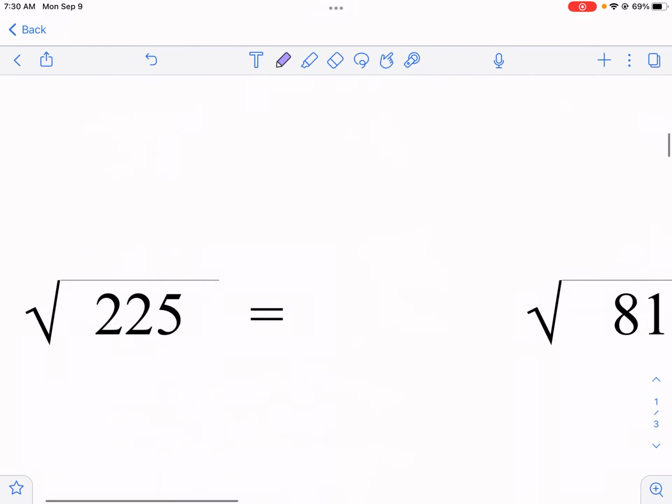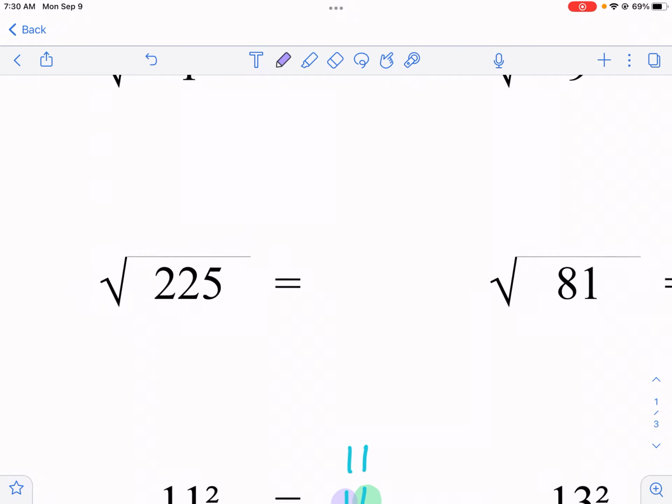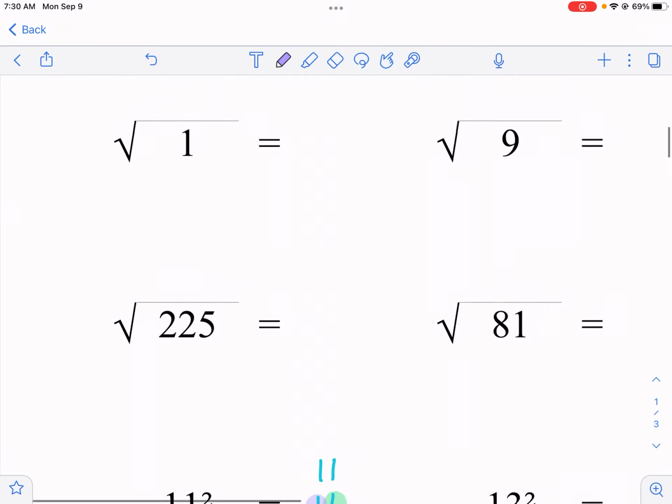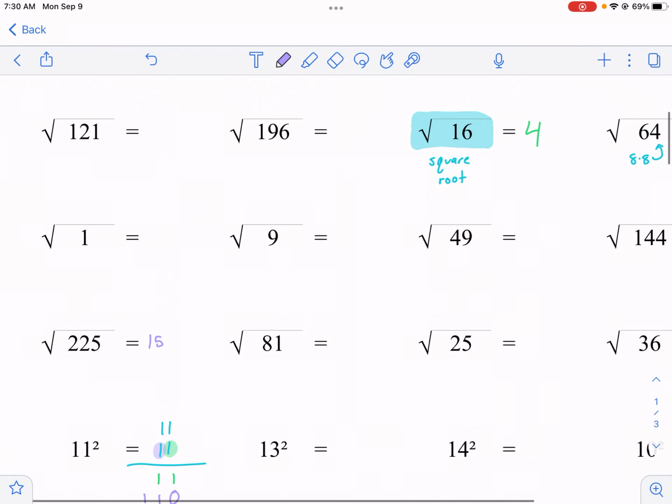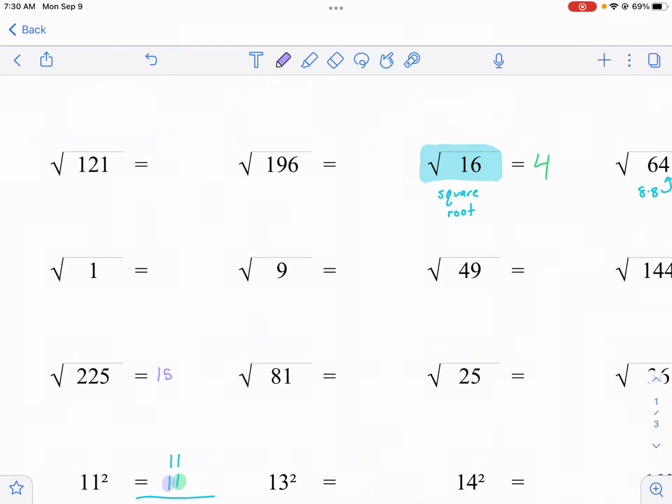There's not like a procedure you can do other than trying to find numbers that multiply by themselves to equal this. For example, the square root of 225 is going to be 15. I would suggest a multiplication chart for that one and some of the ones that you don't know. That's going to be a very useful tool for you.